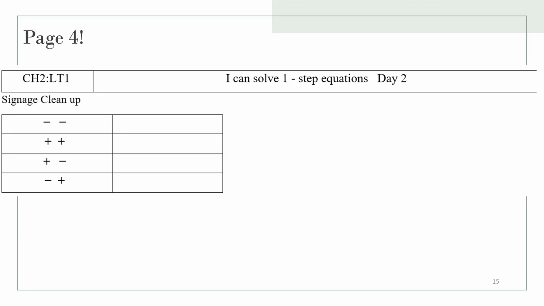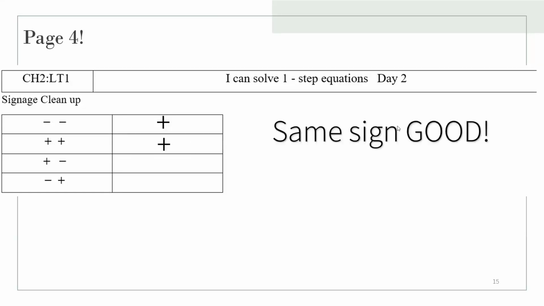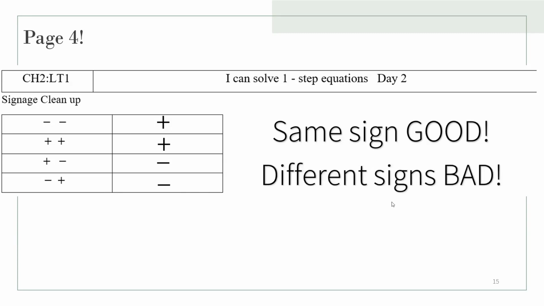Okay, so I need you to know that two negatives make a positive. Two positives make a positive. Same sign, it's a good thing. One positive and a negative, negative and a positive is a bad thing. So a plus and a minus make a minus and a minus and a plus make a minus. Okay? Different signs are bad. Same sign good, different signs bad. All right, quickly, we're gonna play name that sign.